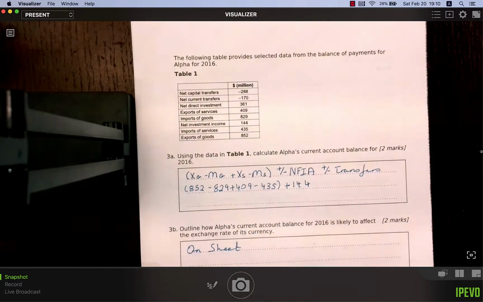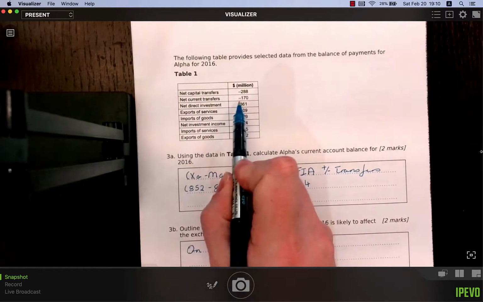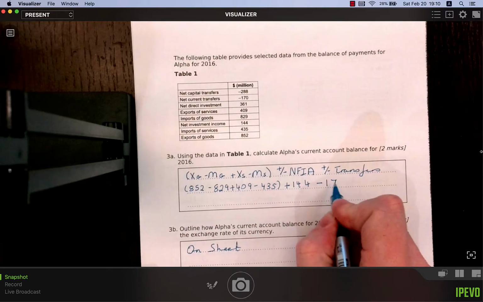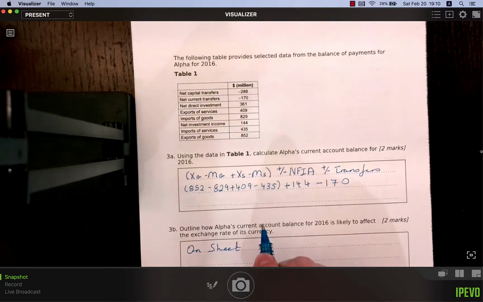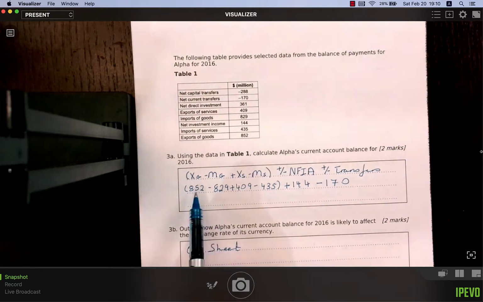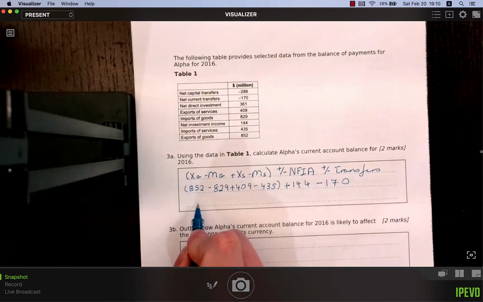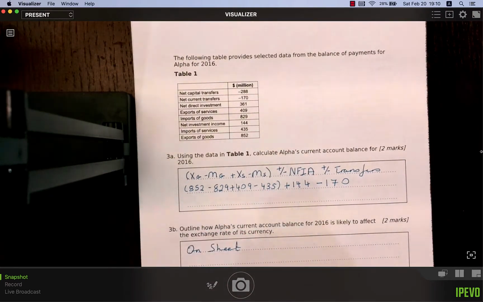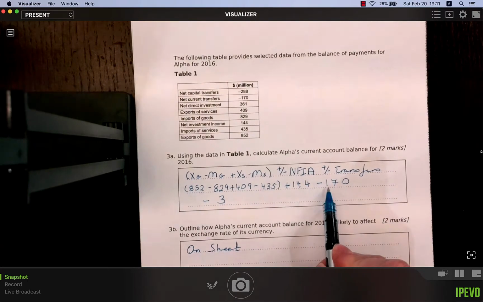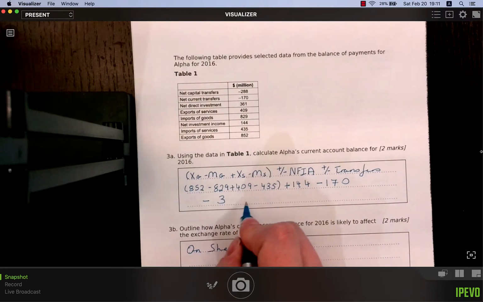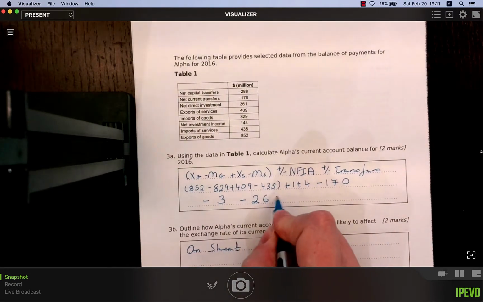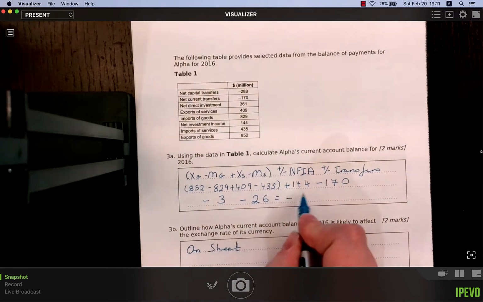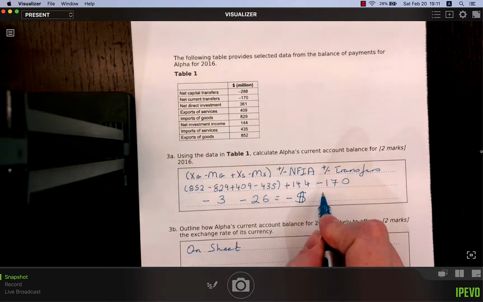And let's see about the transfers now. Where can we get these transfers? Just looking through this, we see net current transfers minus 170. Absolutely no problem there. If I add up all of this, please feel free to do it yourselves at home, this is minus 3. And if I add up this 144 and this minus 170, I get minus 26. And if I join these together, I get minus, and don't forget the symbol, 29 million.